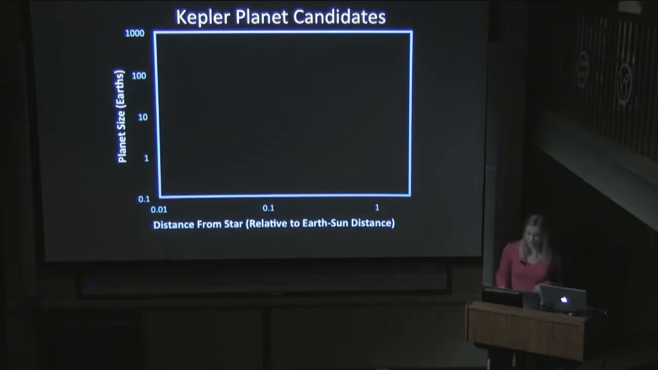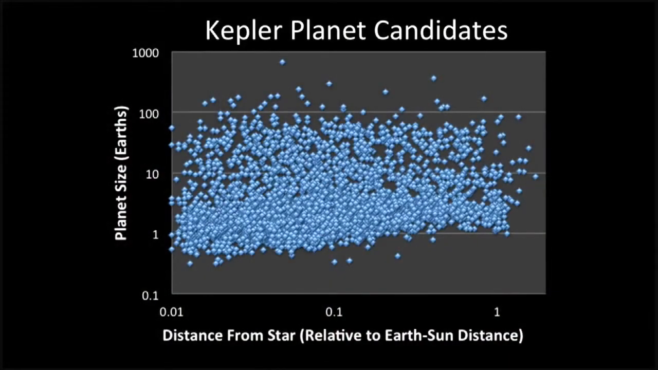So what I'll show you is on the left side, how big is the planet compared to the Earth, and on the bottom, how far away is that planet from its star in units of the distance of Earth from the Sun. These are all of the planet candidates. It's a remarkable number of objects.